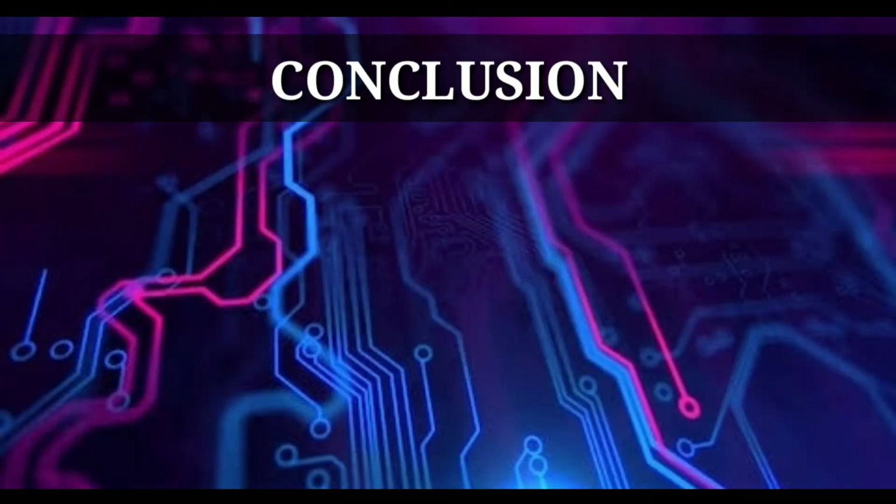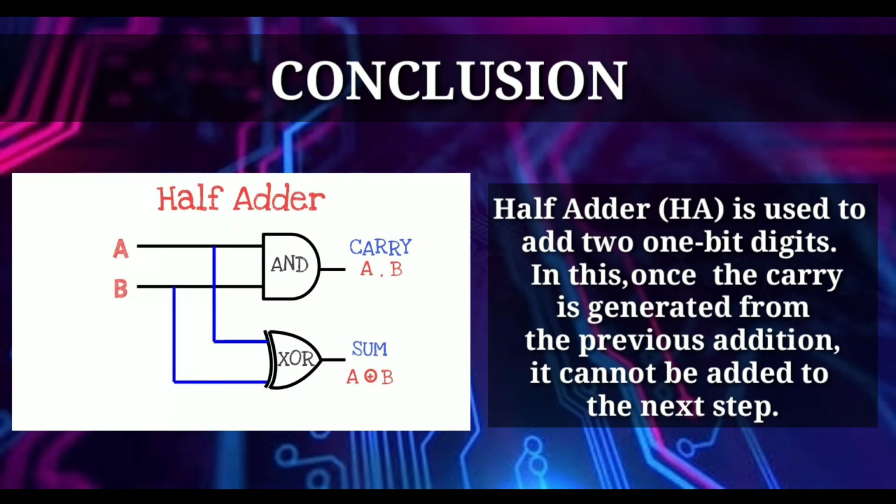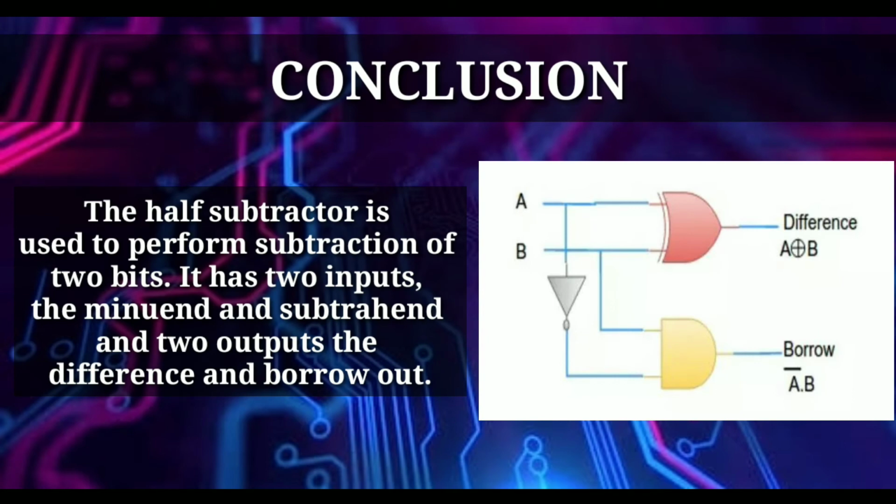As our conclusions, a half adder is used to add two 1-bit digits, and once the carry is generated from the previous addition, it cannot be added to the next step. The half subtractor is used to perform subtraction of 2 bits. It has 2 inputs, the minuend and subtrahend, and 2 outputs, the difference and borrow out.